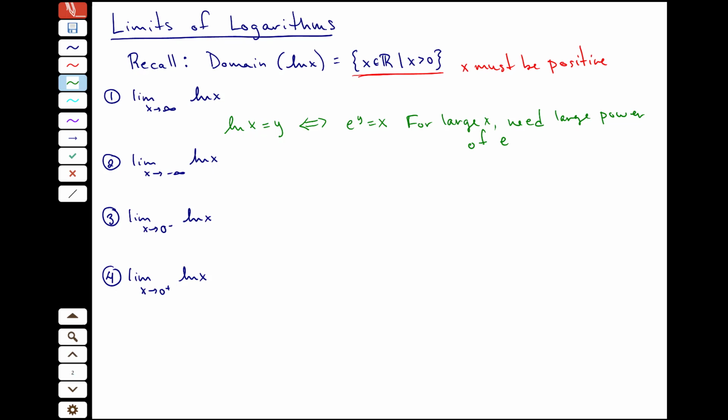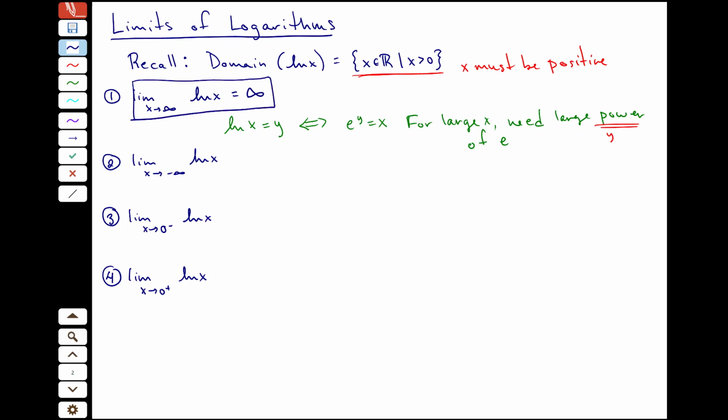So what that tells me is that the limit as x goes to infinity of the natural log of x is equal to infinity. Because if I want e to the something to be bigger and bigger, the power, this y that we're solving for, also needs to get bigger and bigger. So we have this limit.